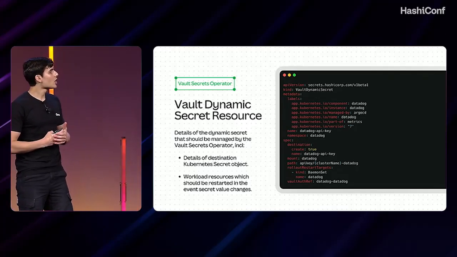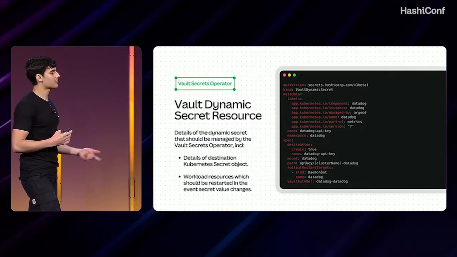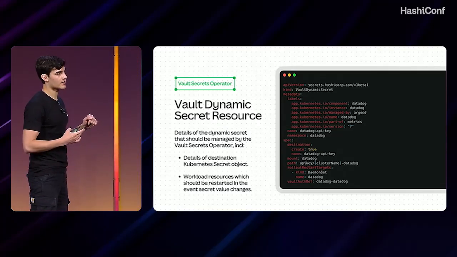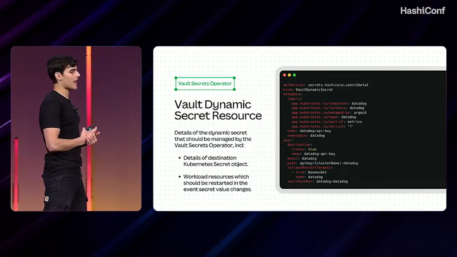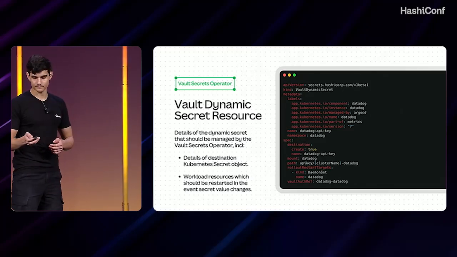As you can see here, we referenced our Vault auth from the previous slide, the API key endpoint associated with the Datadog role that we created earlier, and the Datadog agent daemon set is listed there as a rollout restart target.